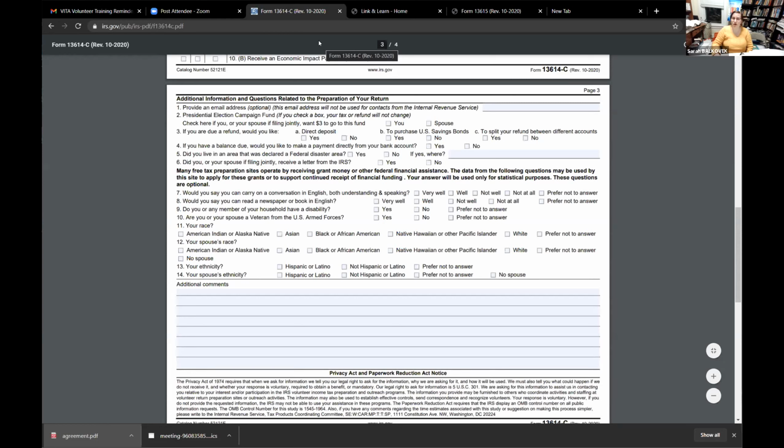General rules for our sites. Every single person needs to have a name tag. We will have that for you. We will prepare it for you. So we will do that with you.